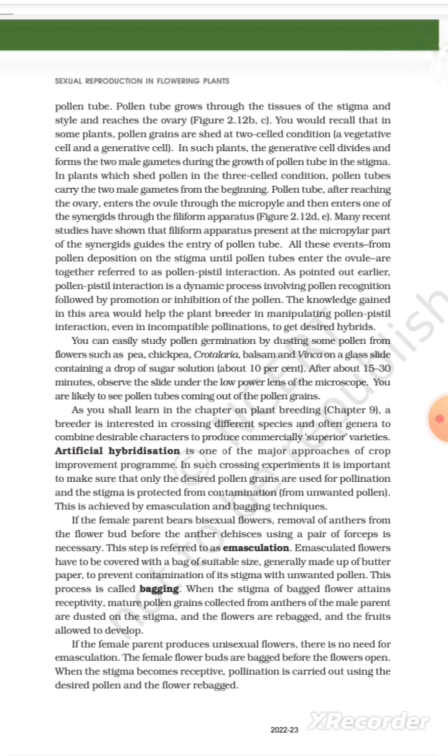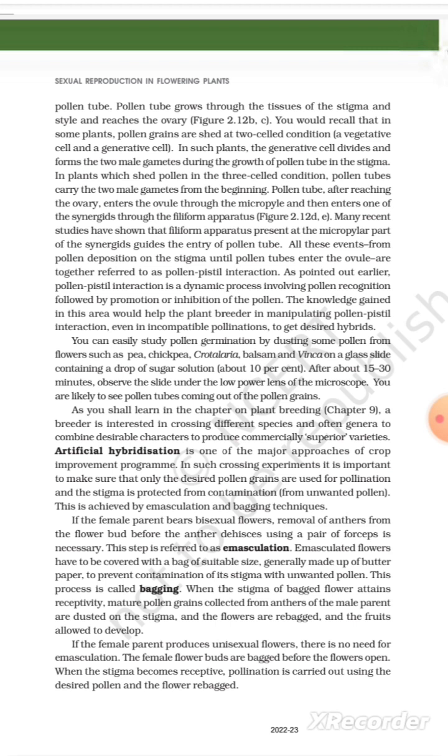Figure 2.12 B, C. You would recall that in some plants pollen grains are shed at two-celled condition, a vegetative cell and a generative cell. In such plants, generative cells divide and form the two male gametes during the growth of pollen tube in the stigma. In plants which shed pollen in the three-celled condition, pollen tubes carry the two male gametes from the beginning. Pollen tube, after reaching the ovary, enters the ovule through the micropyle and then enters one of the synergids through the filiform apparatus. Figure 2.12 D, E. Many recent studies have shown that the filiform apparatus present at the micropylar end of the synergid guides the entry of pollen tube.